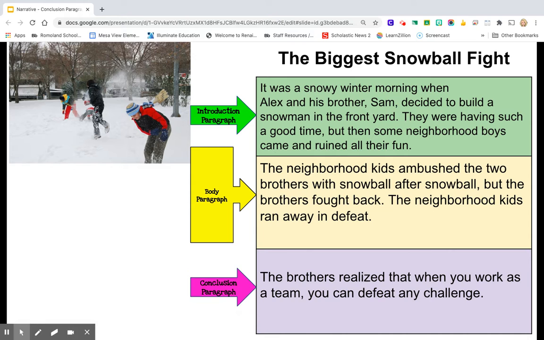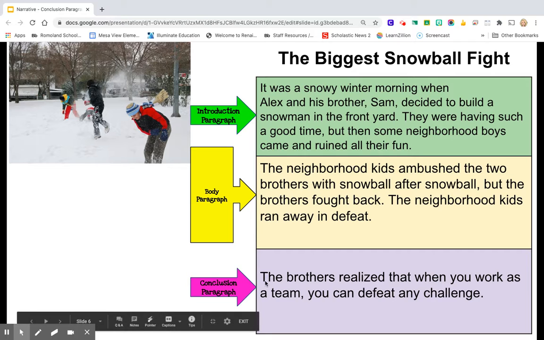In her introduction, it says, it was a snowy winter morning when Alex and his brother Sam decided to build a snowman in the front yard. They were having such a good time, but then some neighborhood boys came and ruined all their fun. The neighborhood kids ambushed the two brothers with snowball after snowball, but the brothers fought back. The neighborhood kids ran away in defeat. Okay, so originally this was her conclusion paragraph. The brothers realized that when they worked as a team, they could defeat any challenge.